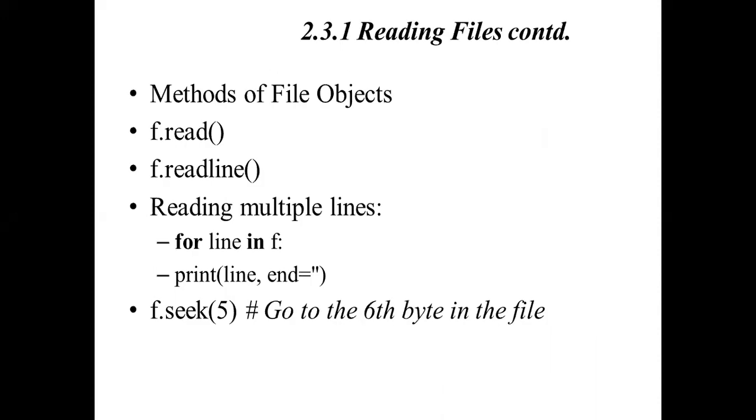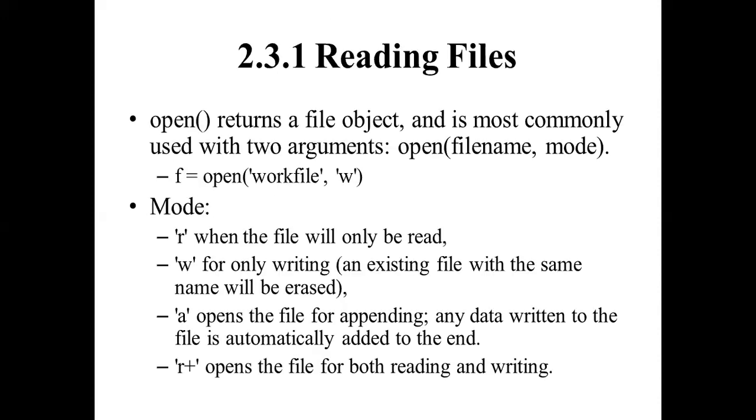Reading the files, we have seen how to read the files and the different modes of opening them. The default mode is read mode. If I give the file in R mode, it means we can only read the data. Next, W stands for writing, where previous contents will be removed. Then A stands for append, where we can add contents to the existing file. And next is R plus, where we can open the files in read as well as write mode.